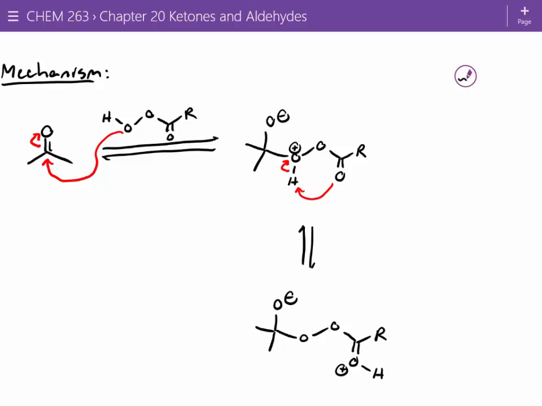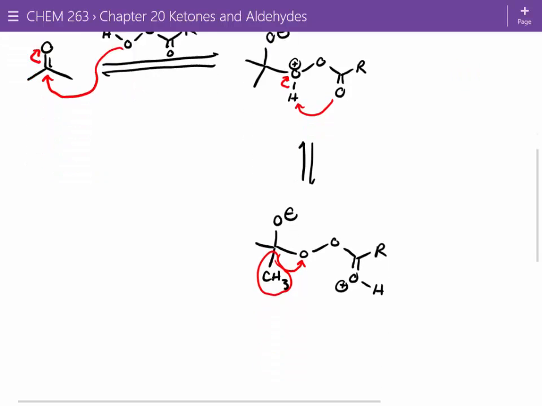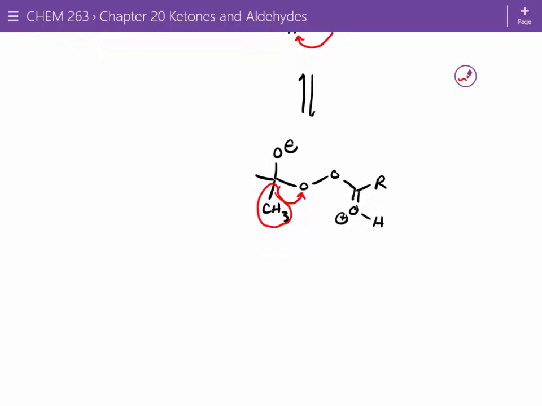So now that oxygen has a positive charge. And now the weird thing is, I'm going to draw in this full CH3 group now. This will actually hop over. And what we call this is an alkyl migration. So this entire CH3 group is going to hop over onto that oxygen. This bond will hop over, and this bond will pop over.